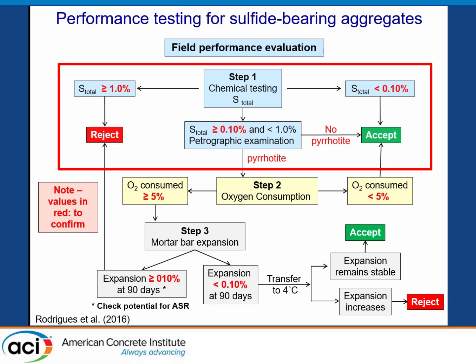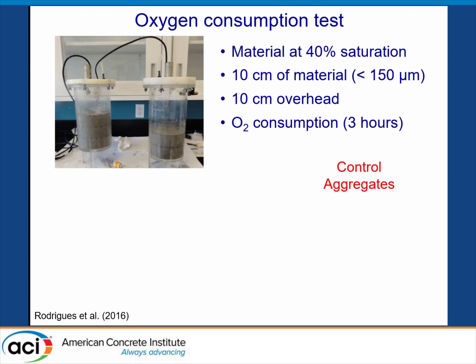Step 2 is the oxygen consumption test. I will show you the test. This is a chemical test where we put the aggregate into closed cells, and we monitor the amount of oxygen in the headspace of the closed container. We monitor the oxygen concentration during 3 hours. The aggregate here is in very fine particles, and it's mixed with water to have 40% saturation. In this protocol, we use 10 centimeters of aggregate particles and 10 centimeters of overhead, and we measure the oxygen over 3 hours of monitoring.